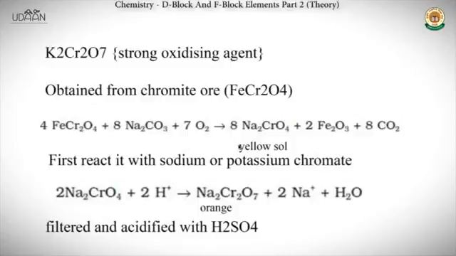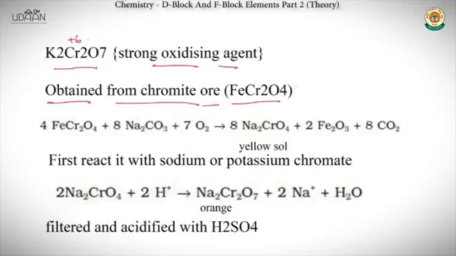So in this video we are going to see the series of steps through which K2Cr2O7, that is potassium dichromate, is synthesized. Potassium dichromate, K2Cr2O7, is a very strong oxidizing agent, because the oxidation state of chromium in this compound is +6. It is obtained from chromite ore.